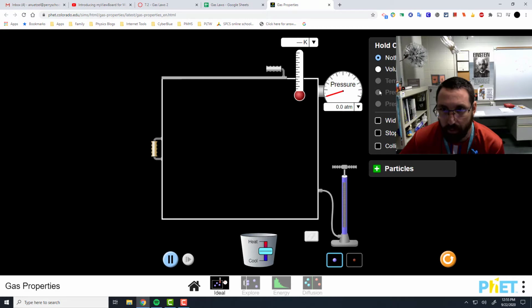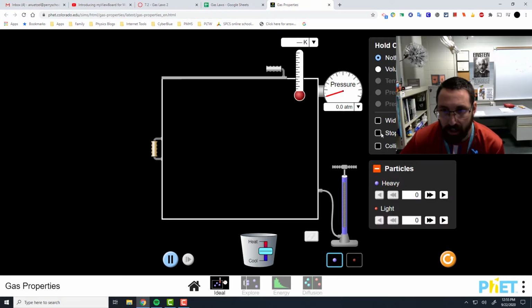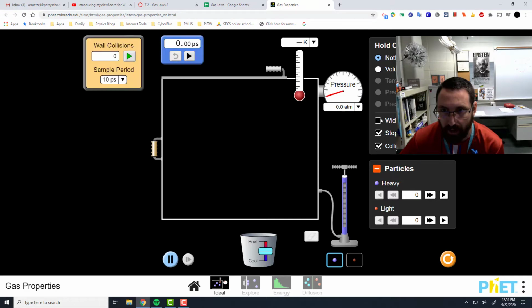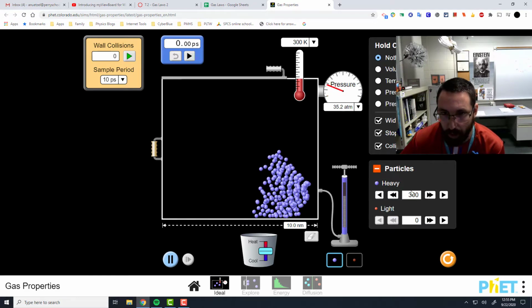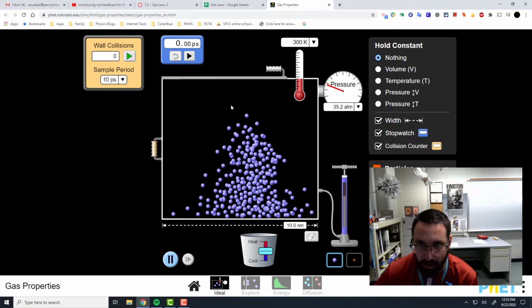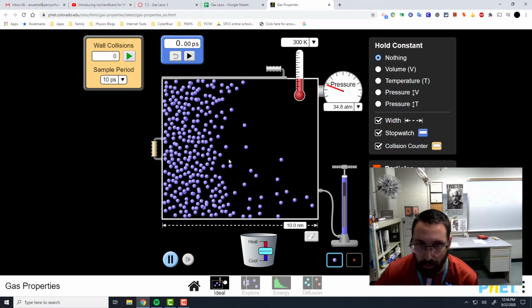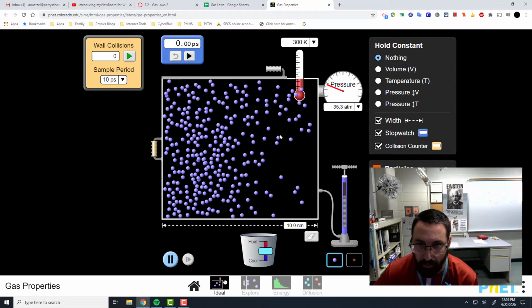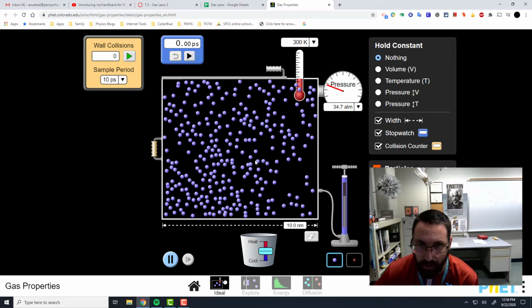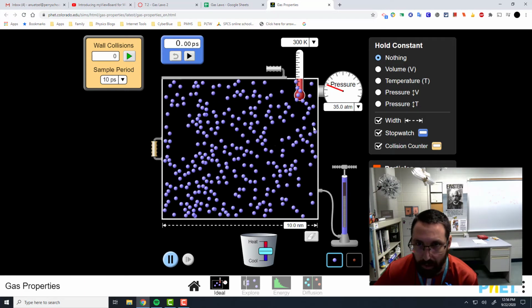We want to be using the ideal gas laws part. And when we get this, we might want to play around with it a little bit, see what you can do. You can change the amount of particles, you can change the width, you can hold things constant. But the first thing we got to do is start by adding in particles. I'm going to start by adding in 300 particles. And then I'm going to look around and start measuring some stuff.